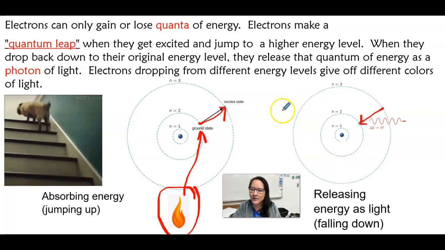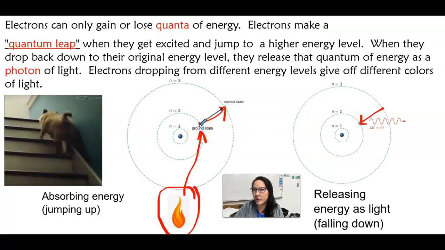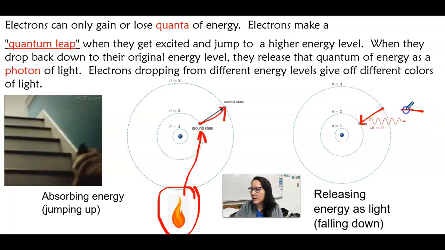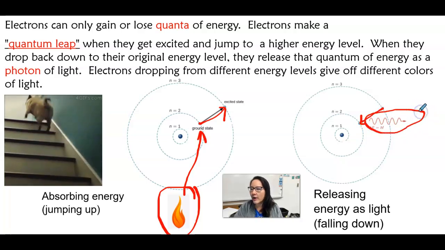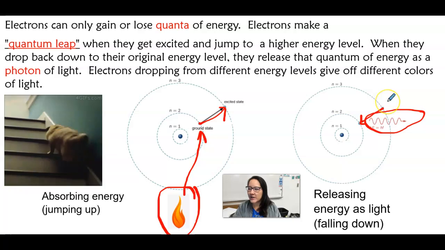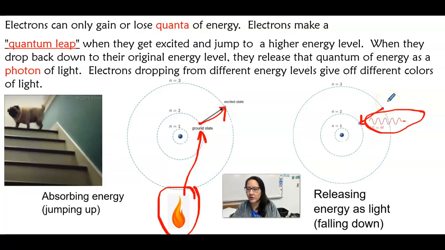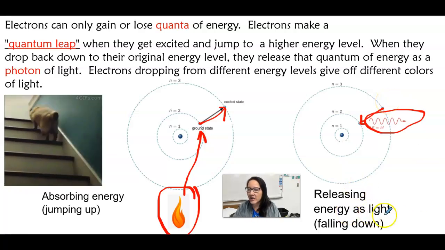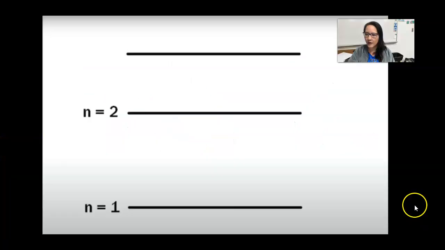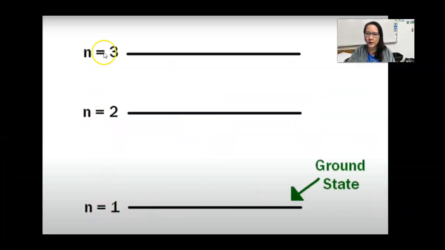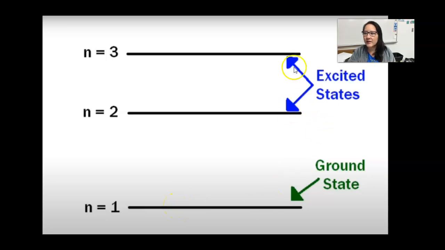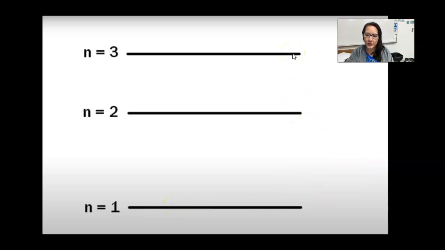And in that process, the energy it had absorbed to begin with is going to then be released in what's called a photon, which is a particle of light that we can actually see. So it's releasing energy as light as it falls back down. So we have energy level 1, 2, and 3. Energy level 1 we'll call the ground state, and then these are the excited states, energy level 2 and 3.